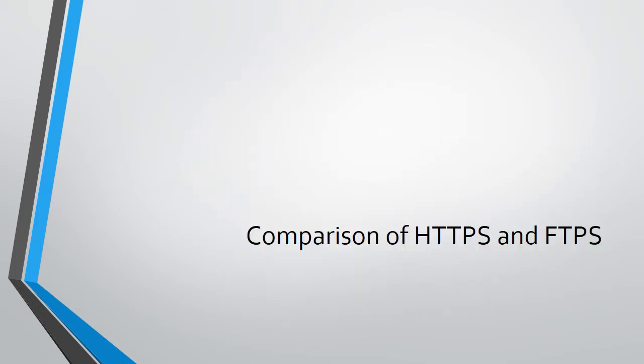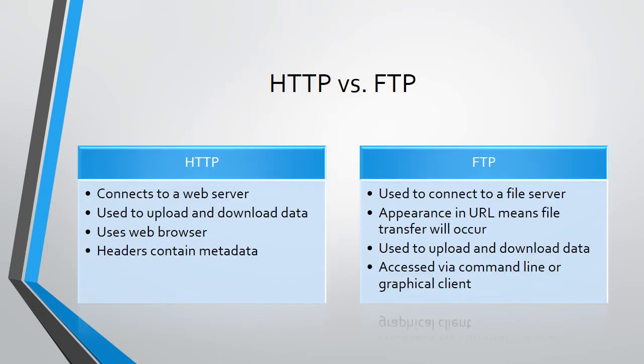Lastly, let's compare some of the attributes of HTTPS and FTPS. The difference between FTP and HTTP is that FTP is used to connect to a file server while HTTP connects to a web server. When FTP appears in a URL instead of HTTP, it means that some form of file transfer will take place. Both FTP and HTTP are used to upload and download data from the internet. FTP's file transfer purpose is more or less for website maintenance and batch uploads, while HTTP is for client end work and for end users to upload things such as movies, pictures, and other files to the server.